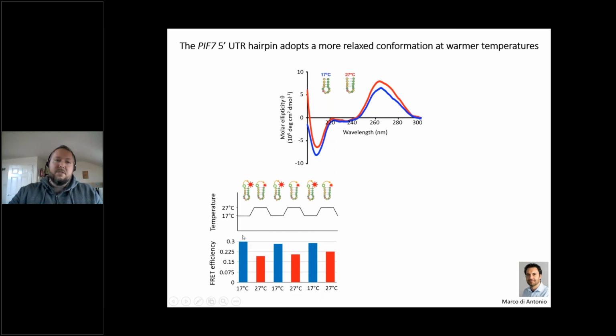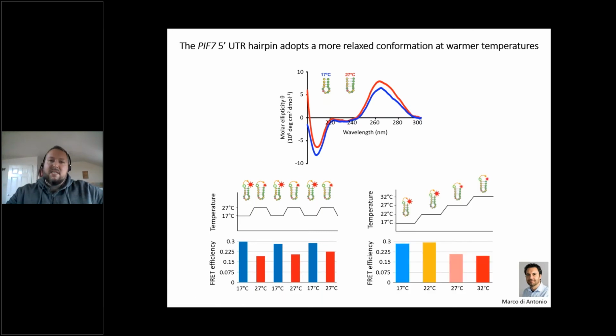So the FRET efficiency at 17 degrees was around 0.3 and dropped by about a third at 27 degrees. And this effect was also highly reversible. Marco also performed this experiment over a range of temperatures and could see that this drop in FRET efficiency specifically happened between 22 and 27 degrees, which is in good agreement with our in vitro assays, but also with the phenotypic data that we obtained using the PIF7 mutant.